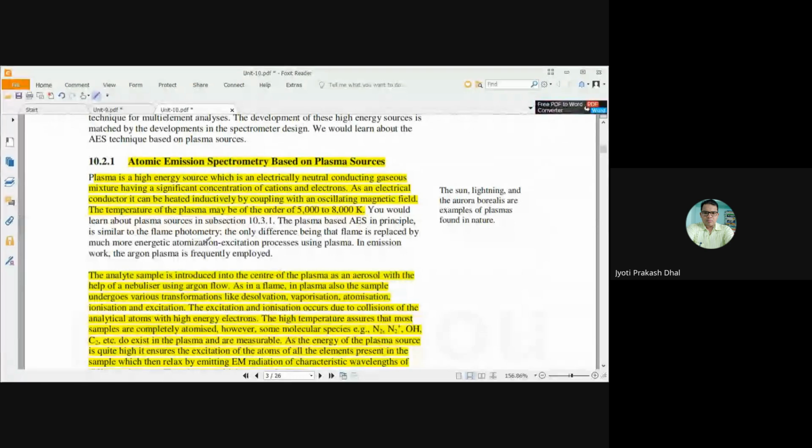Here we will discuss atomic emission spectroscopy based on a plasma source. We know that plasma is a high energy source in which an electrically neutral conducting gaseous mixture having a significant concentration of cations and electrons is present. As an electrical conductor, it can be heated inductively by coupling with an oscillating magnetic field. That's why it is called inductively coupled plasma.